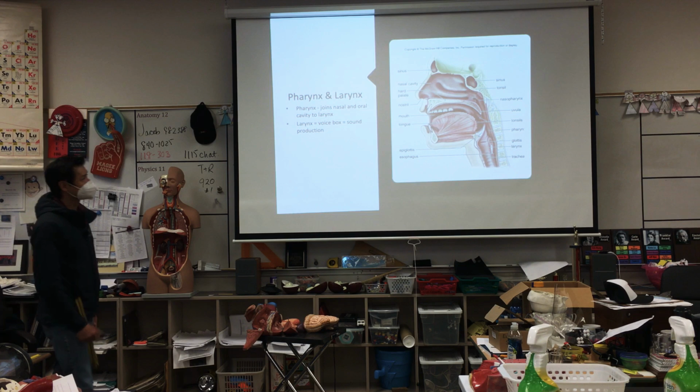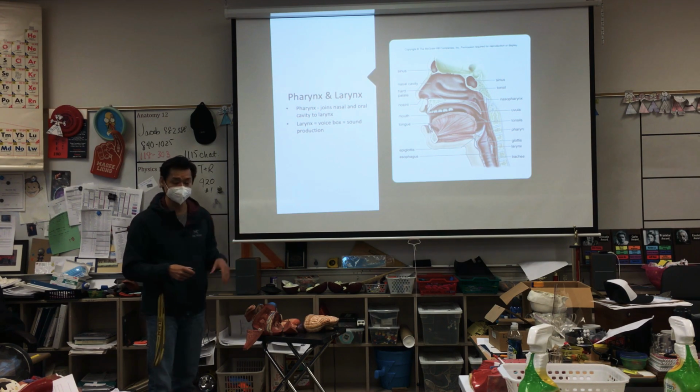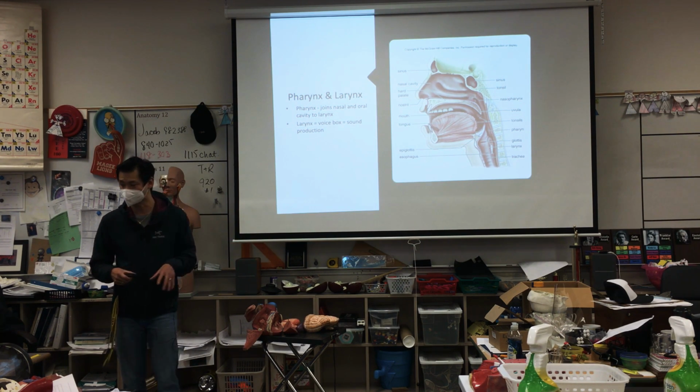So next is the pharynx and the larynx. The pharynx joins the nasal cavity. We talked about the nasopharynx and oropharynx. It's the passageway for air from here to here. But then you get to this thing here, and that's called your larynx, also known as your voice box. And this is where sound is created.